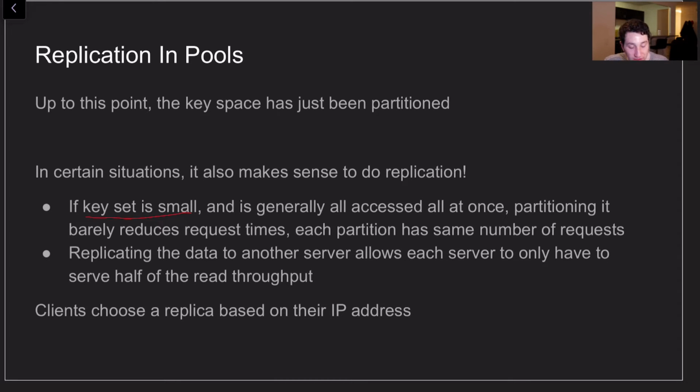So instead, what you're better off doing is literally just setting up a replica of the same data set, and now each of them is going to have half the number of requests, which is going to be a lot better. It's worth noting that when it comes to choosing replicas, clients are basically just going to randomly load balance based on their own IP address.